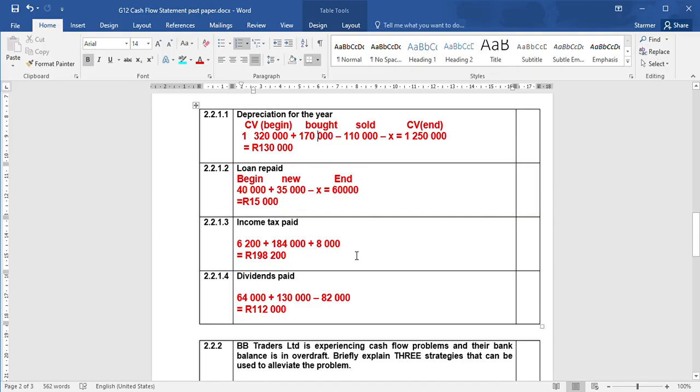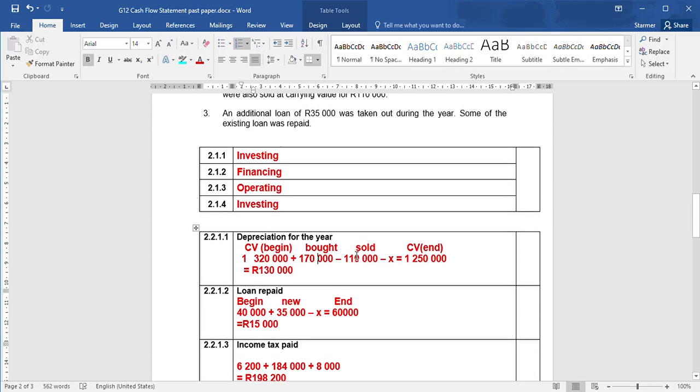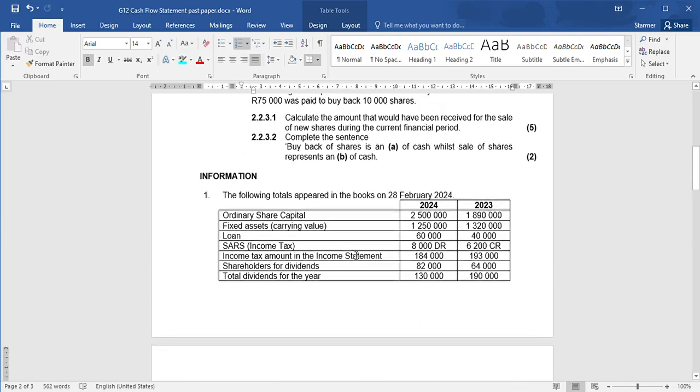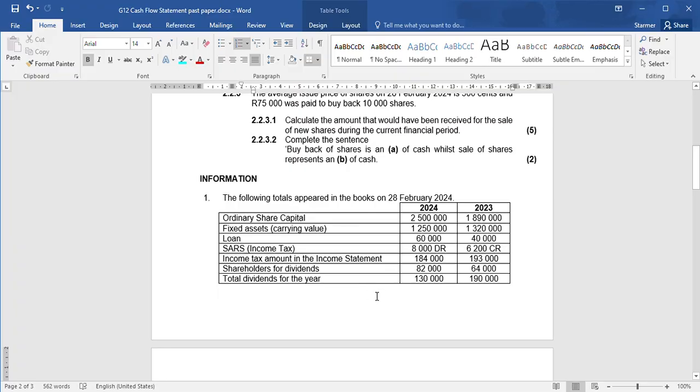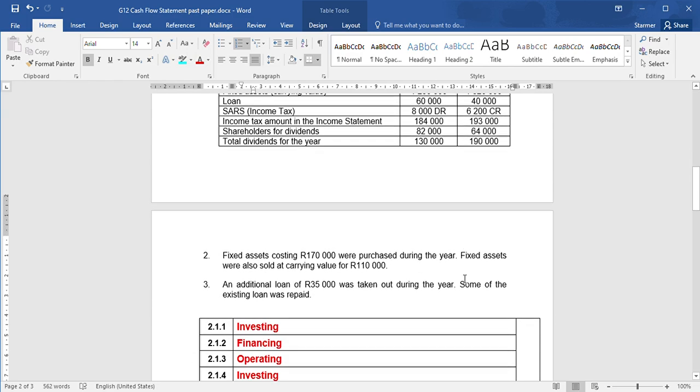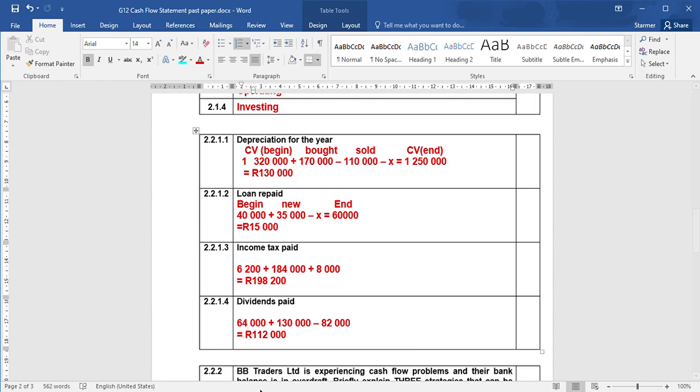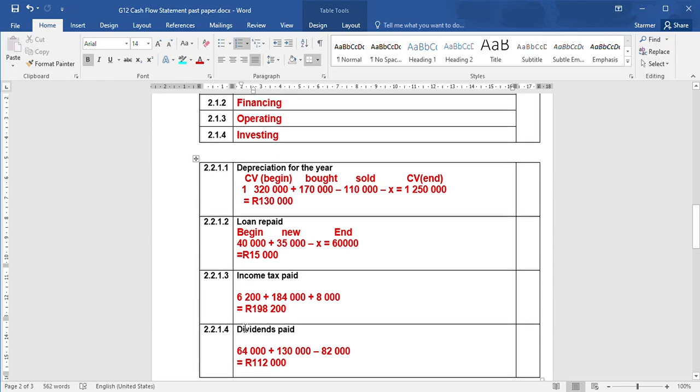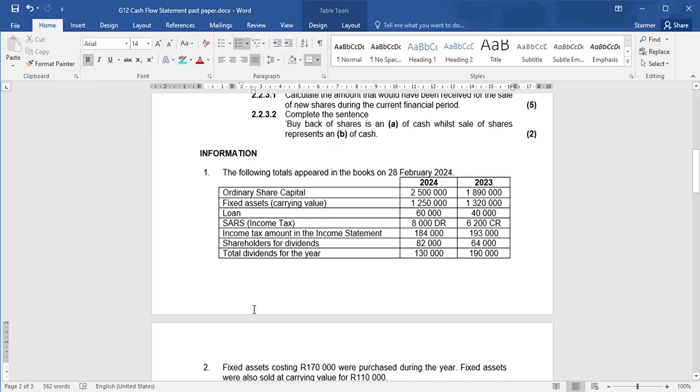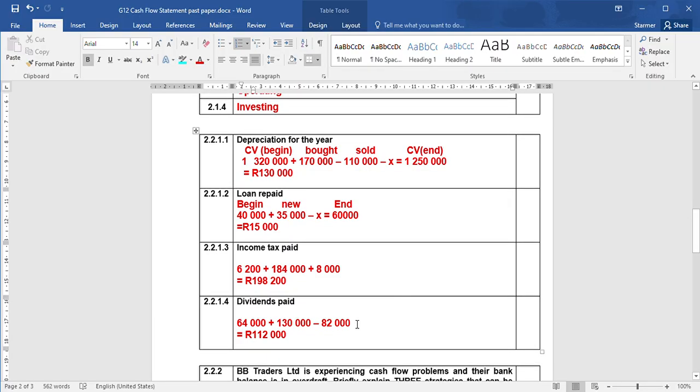Okay, then in terms of dividends, the dividends that we pay is any dividend owed from last year. So the first thing we're going to pay here is the 64,000. So the 64,000 will be the first thing that we pay. If you then look, they give you total dividends for the year of 130,000. So that's your interim and final dividend for this year. So you're going to add that on. You're going to add the 130,000 on.